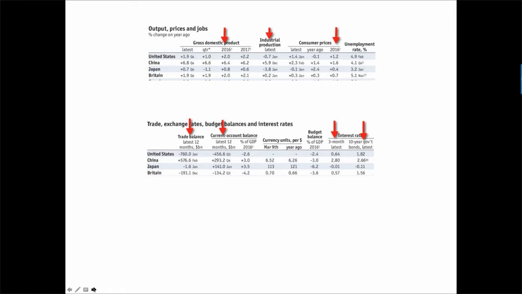Now 0.5% is no big deal. We could see the British pound move 0.5% tomorrow. So this factor is not going to be an important factor. Let's go down to the lower panel.